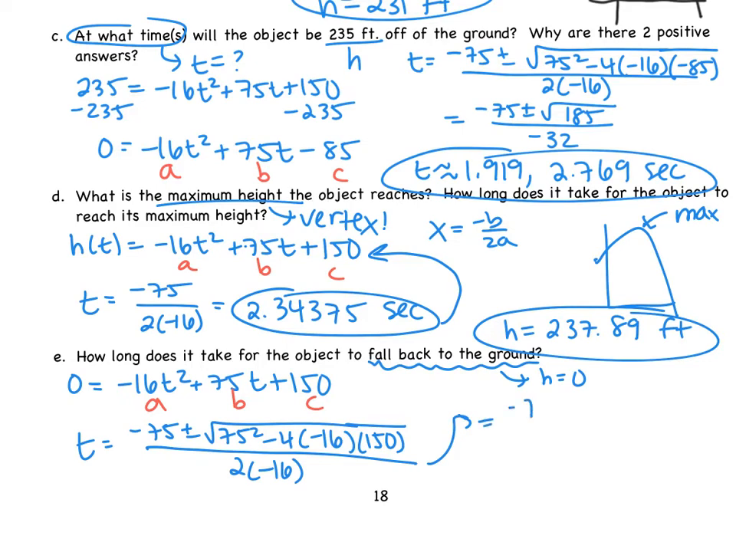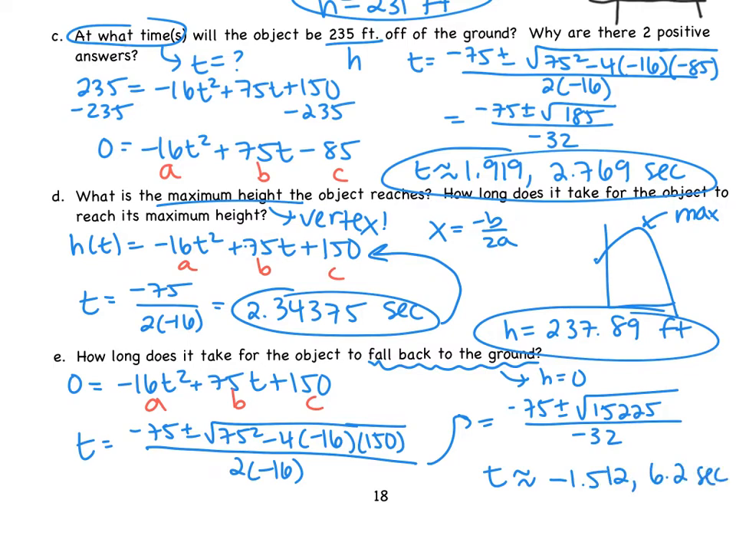This ends up being negative 75 plus or minus the square root of 15,225 all over negative 32. Again, that doesn't mean a whole heck of a lot to us. We need to get our 2 decimals from here. So we end up getting negative 1.512 and then 6.2 seconds.